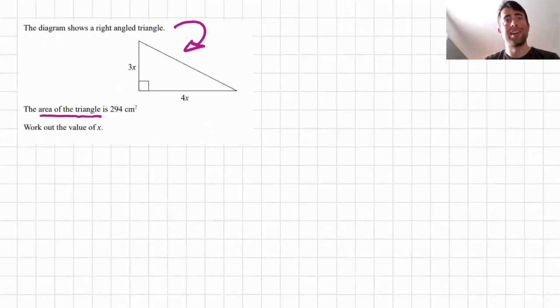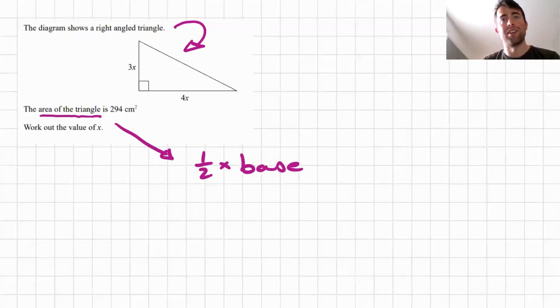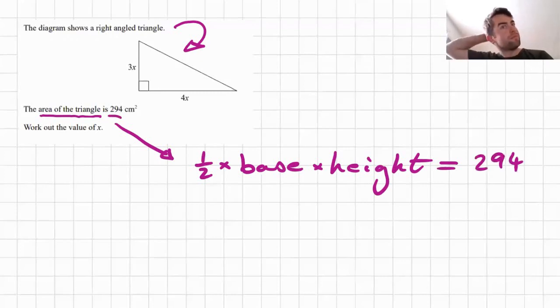The area of a triangle is a half times the base of the triangle times the height. Great. Now we carry on. Is 294 centimeters squared. So we know that this equals 294. Great. Okay, what was the next tip? You should know them by now. Be brave, be brave. Let's write the algebra.